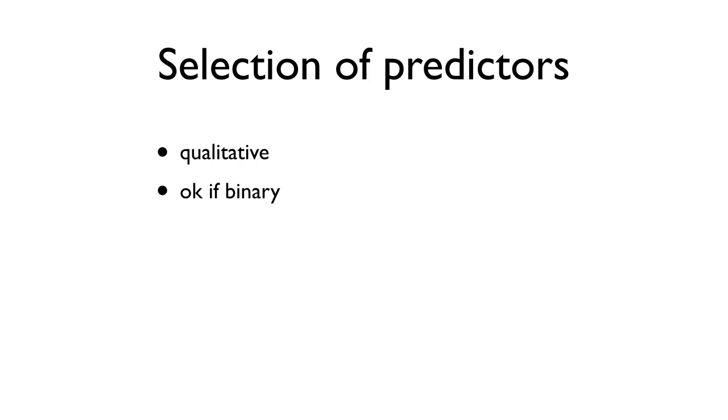Because remember, we're building an equation. So we can't have ones and twos. Are smokers twice the smokers that non-smokers are? Twos and ones? Doesn't make any sense. So it's zeros and ones. So if it's binary, it's easy to do. Okay? So zeros and ones, not ones and twos.